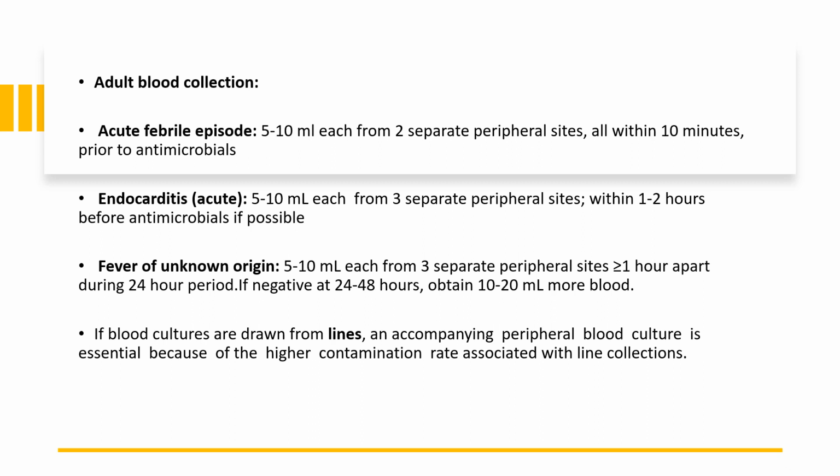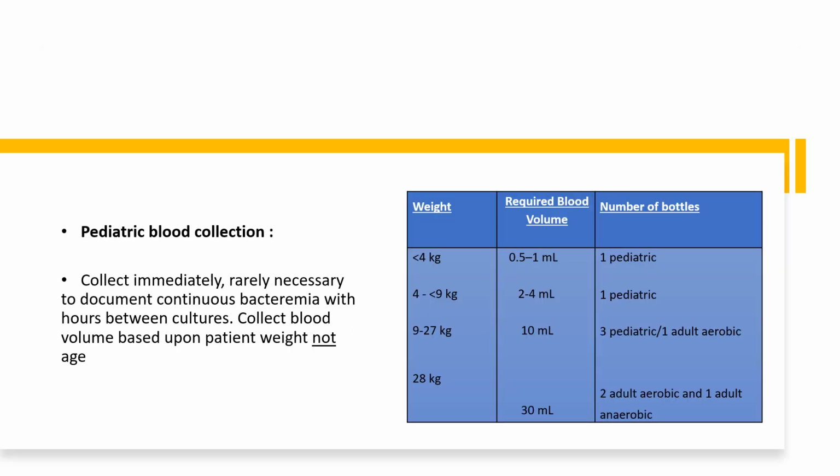If blood cultures are drawn from lines, an accompanying peripheral culture is essential because of the higher contamination associated with line collections. For pediatric blood collection, it depends on the weight, like 4 kg, 4 to 9 kg, 9 to 27 kg, or more than 28 kg; we require blood volume accordingly. Collect immediately; it is rarely necessary to document continuous bacteremia with hours between cultures. Collect the blood volume based upon the patient weight, not on the age.